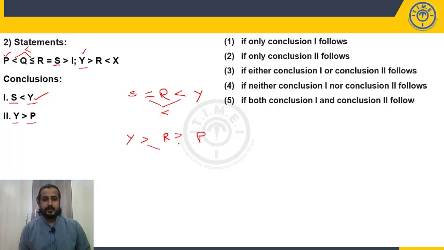So Y greater than R, same operator, conclusion also will be same. So Y greater than P. So even the second conclusion follows. So what is my answer? Both conclusion 1 and conclusion 2 follow. So choice 5. Very simple, right?